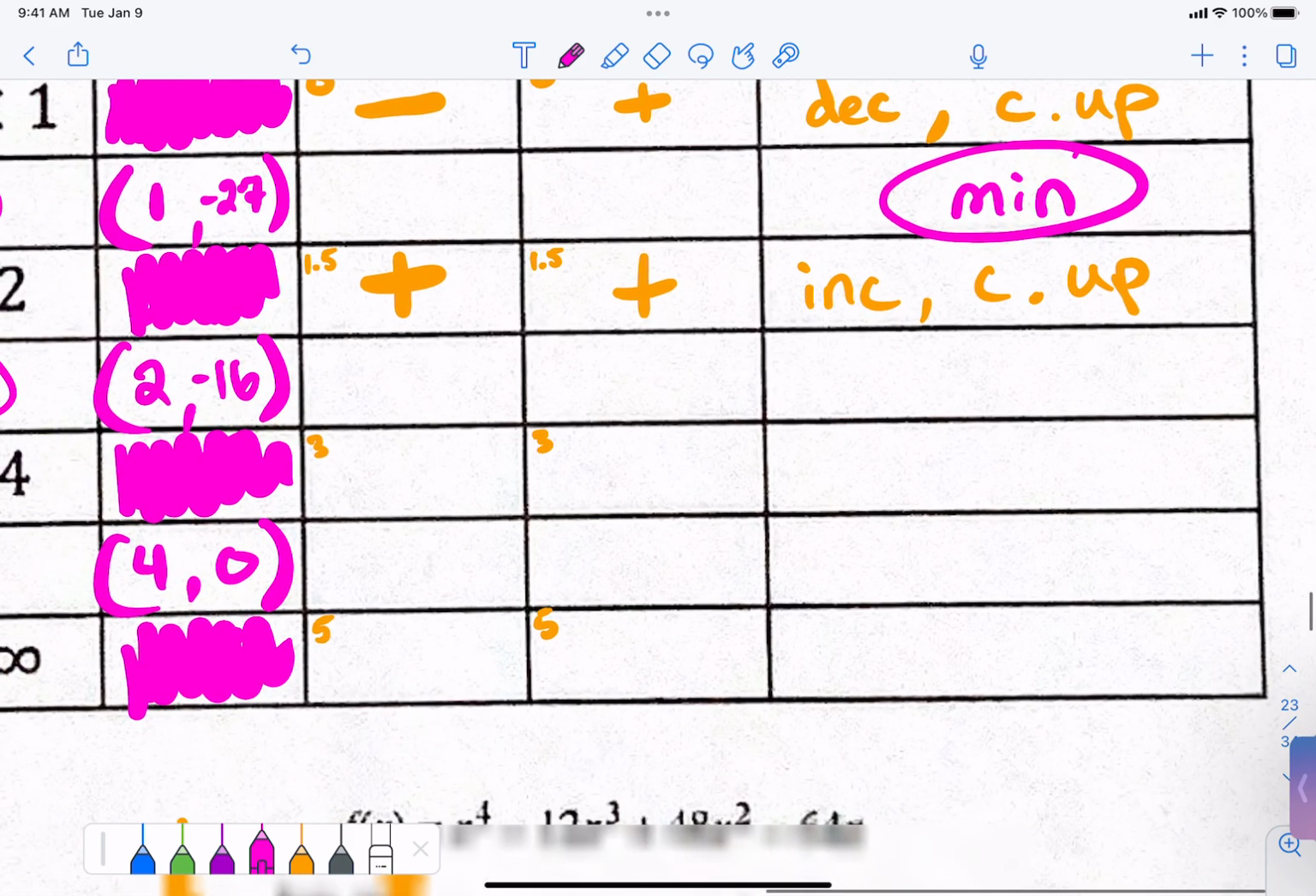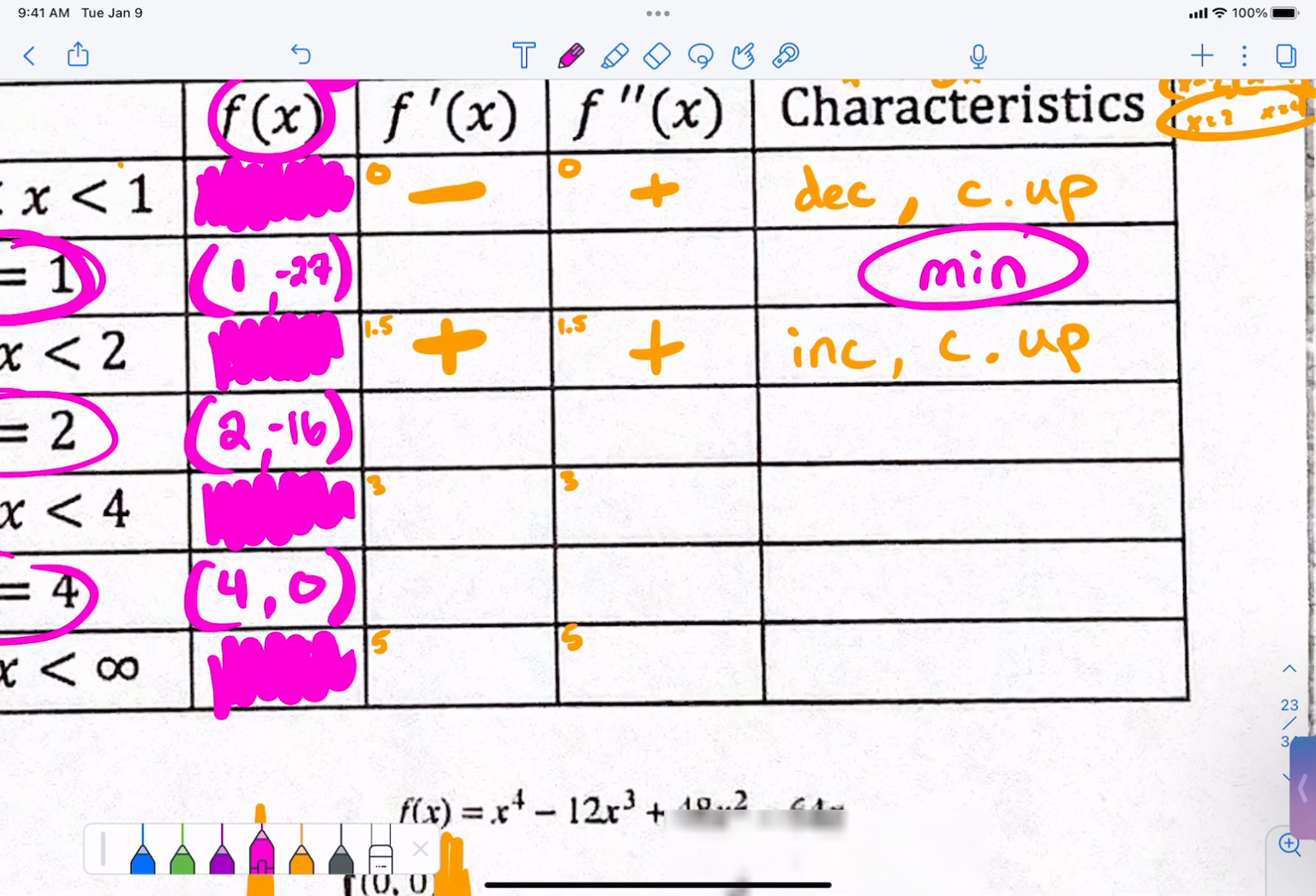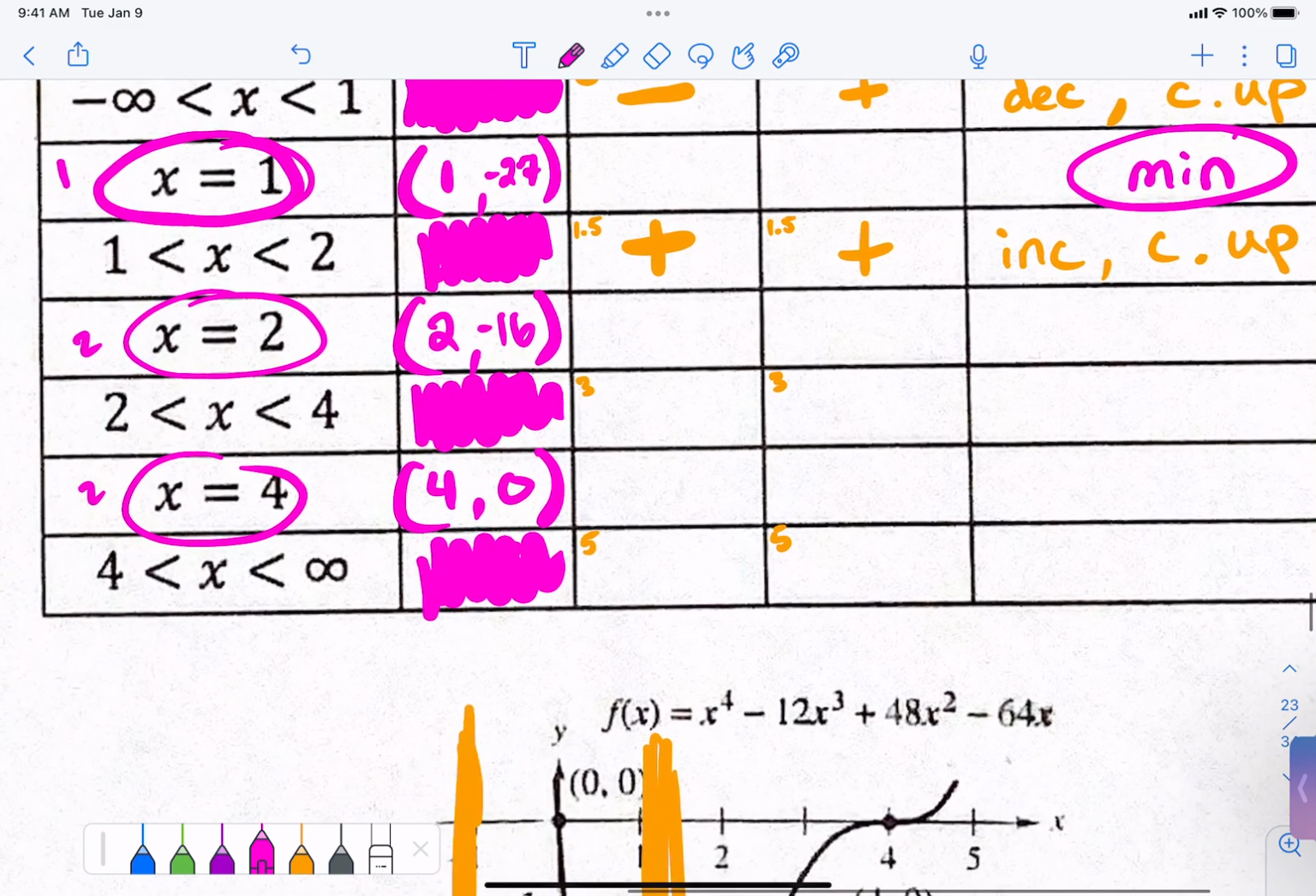You said normally if he's a min, he's not a POI. Is there a chance? Never. I mean, always, if he's a min, he's not a POI. It has to be one or the other. Got it?